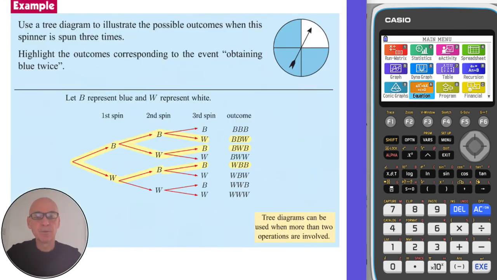In this example, where a spinner is spun 3 times, the tree diagram shows us that there are 8 possible outcomes. For the first spin, the outcomes are either blue or white, and then that's repeated for the second spin and repeated again for the third spin.